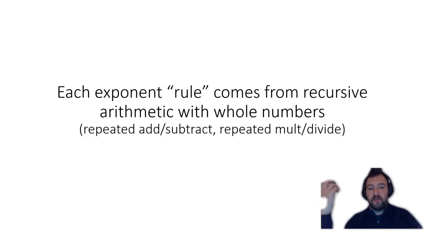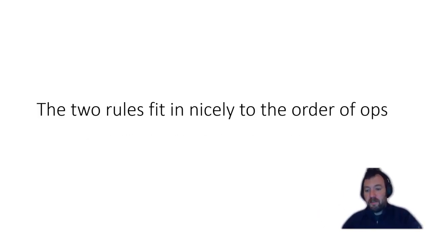rules. Each of these rules, and again, I hardly like to even call them rules because it's just sort of following your nose from what you already know from recursive arithmetic with whole numbers, multiplying as repeated adding and subtracting, powers as repeated multiplying and dividing. We talked about the relationship to the order of operations at the start, and I'm going to close this video with looking at these rules again in connection to the order of operations, because it's really neat. Everything ties together really nicely into this pretty little system here.